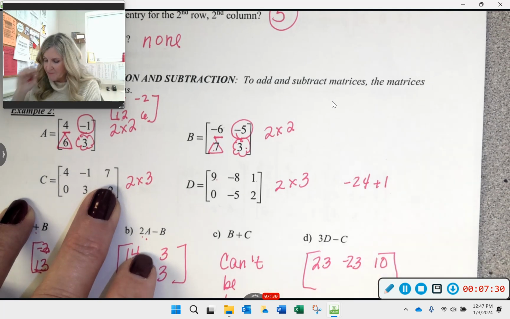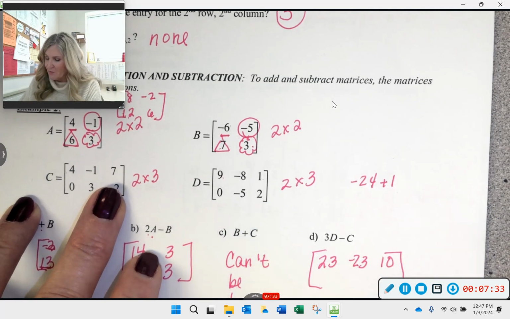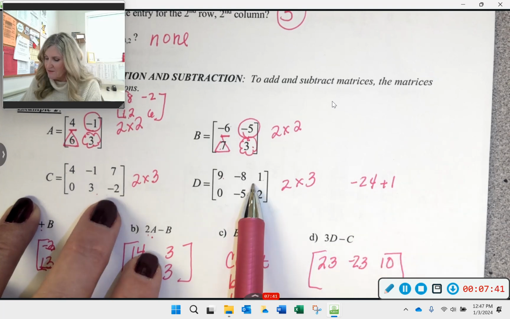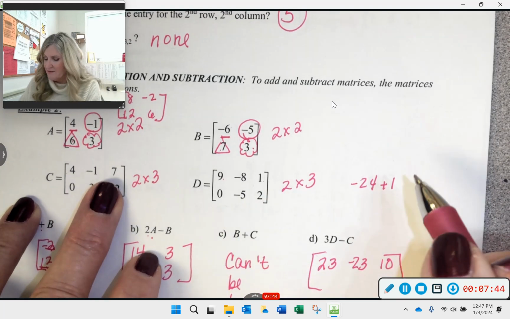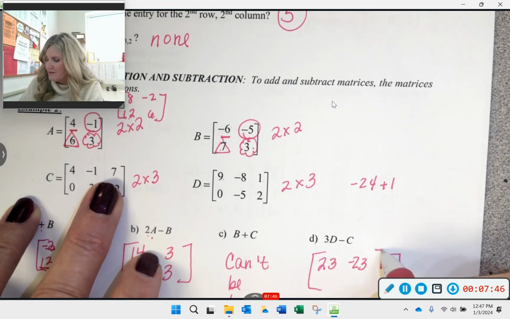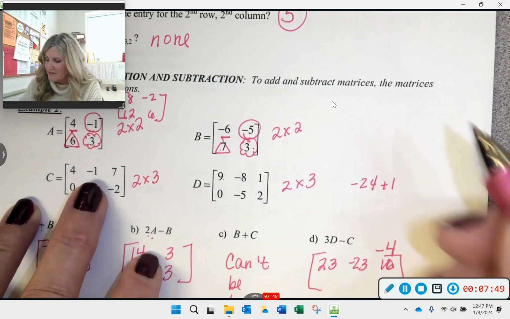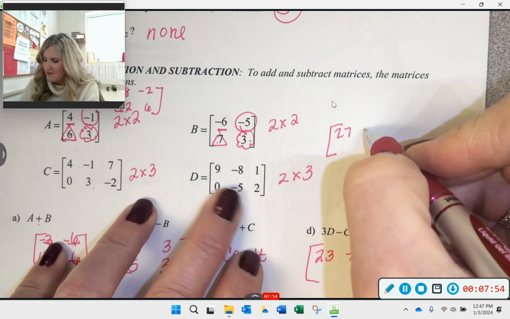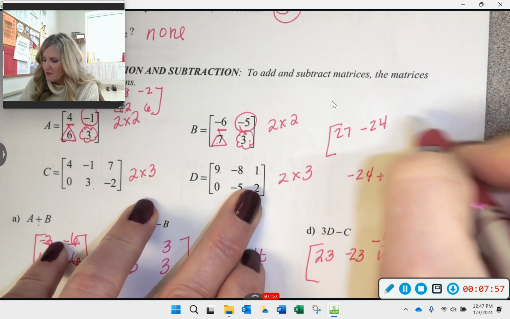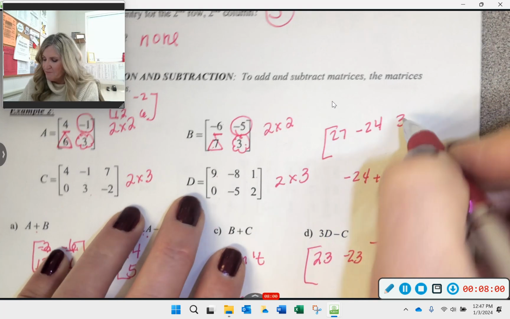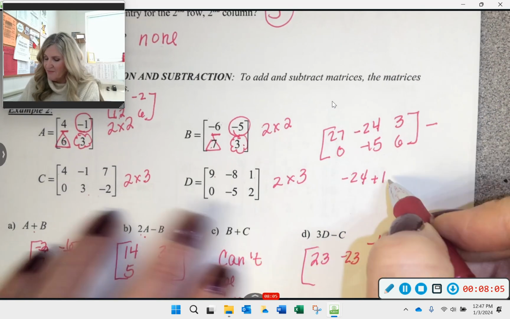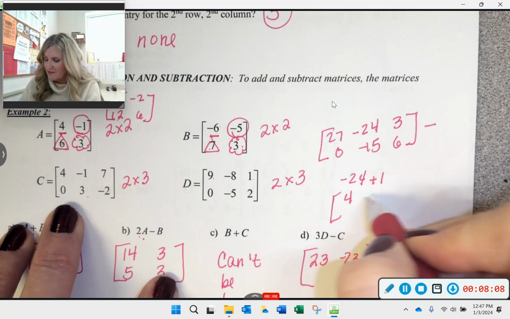Okay, and then I'm going to have to do, oh, wait a minute, I'm subtracting. 3 minus 7, right? This should be -4. Did I subtract on the other ones? Okay, that is why we should just go ahead and write this out. 27, -24, and 3, 0, -15, and 6. And then from that, I'm going to want to subtract this. Just want to double check.